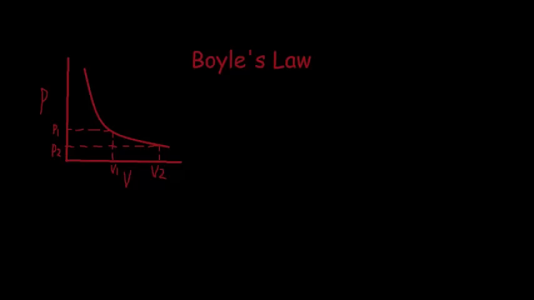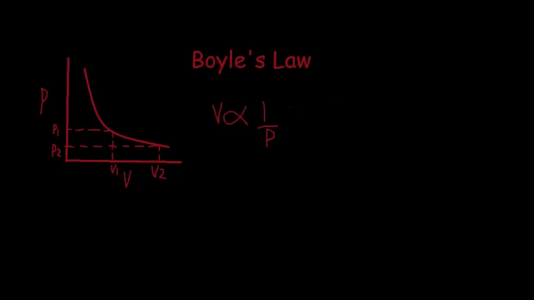So this here is a PV diagram, and you can clearly see that with the increase in volume the pressure is decreasing. So this is what Boyle's law actually is. Boyle's law says that with the increase in volume of a gas the pressure decreases, so volume is inversely proportional to pressure. That means exactly the same as volume is directly proportional to the reciprocal of pressure.